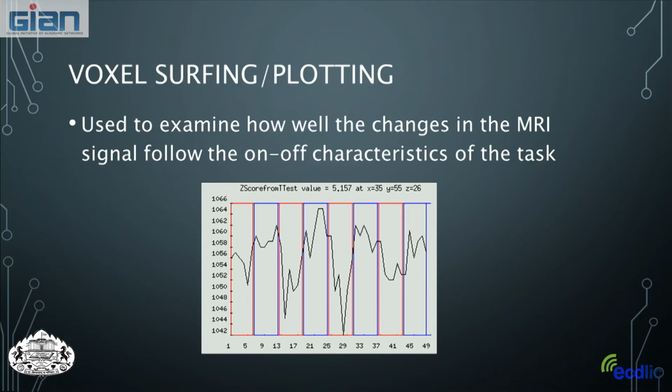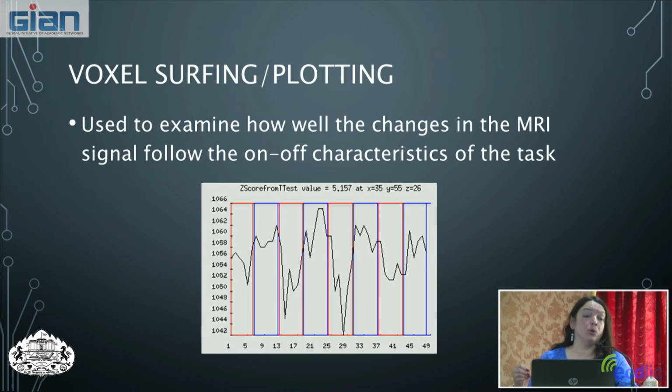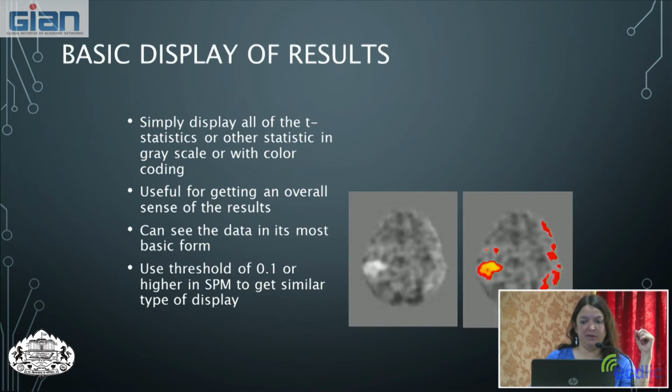Another way to look at our results is to just take a look at the time series of a voxel and see if it actually is changing according to the characteristics of the on and off of our task. So this would be sort of a time series analysis way to do this. Or we could take a group of our active voxels and average the time series of these all together and try to look at how well the pattern of these intensities, brightnesses, and darknesses follows the pattern of the on and off of our task. So that might be another way of how we would look at these.